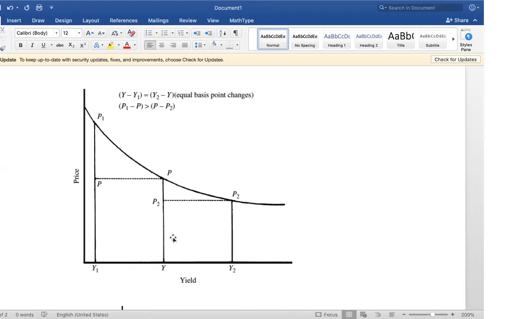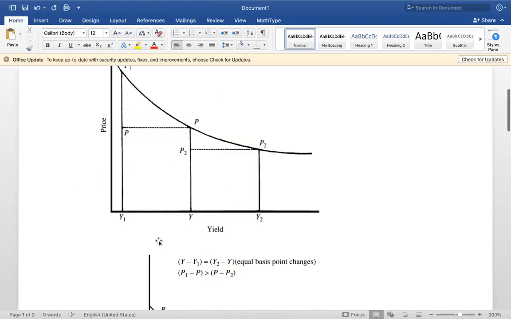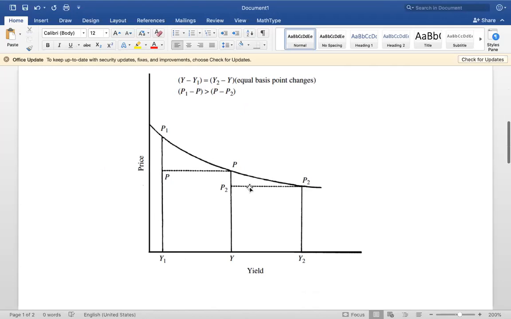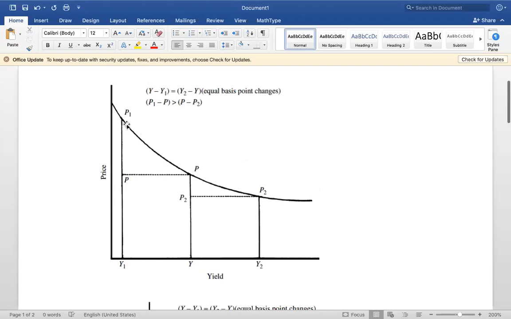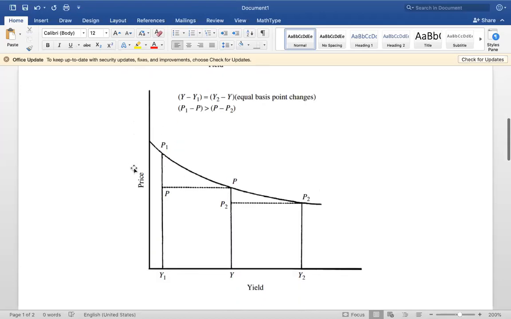Exhibit 8 in the chapter, or you can see exhibit 8 here, shows a less convex price yield relationship as compared to exhibit 7. That is, the price yield relationship in exhibit 7, in this exhibit, is more bowed towards the origin as compared to this, which is less bowed or less convex towards the origin.